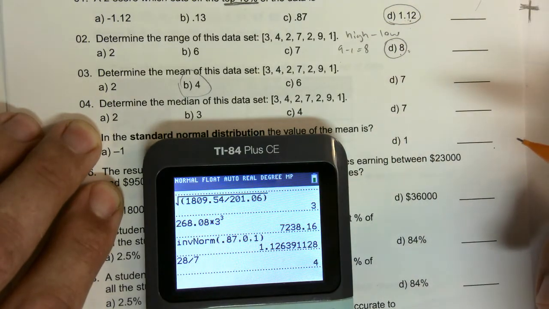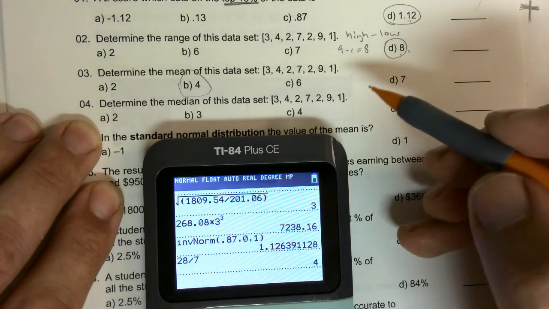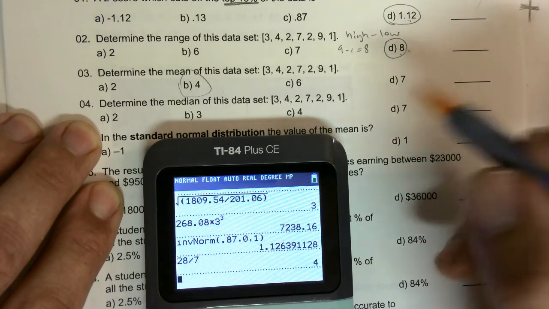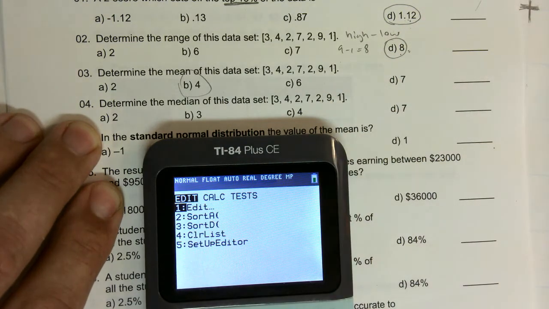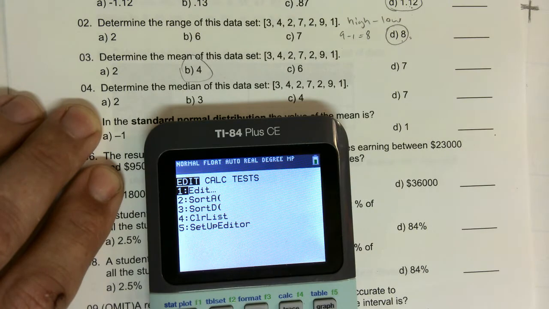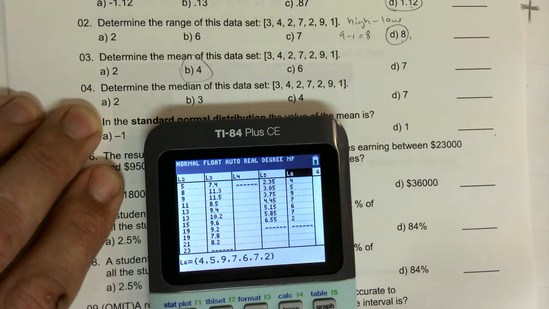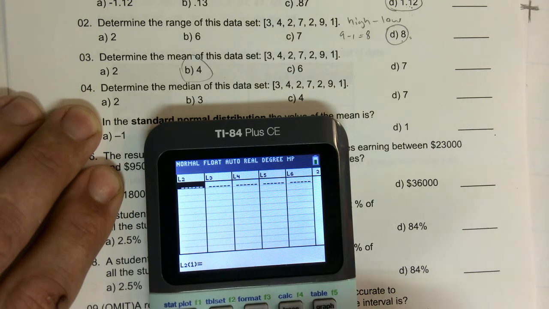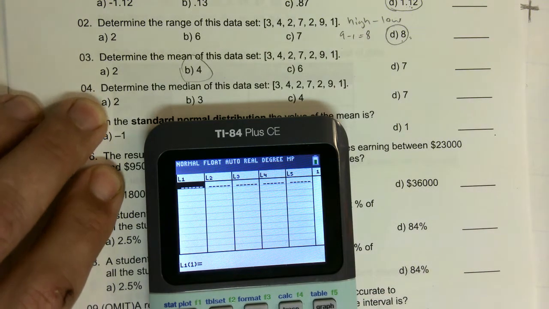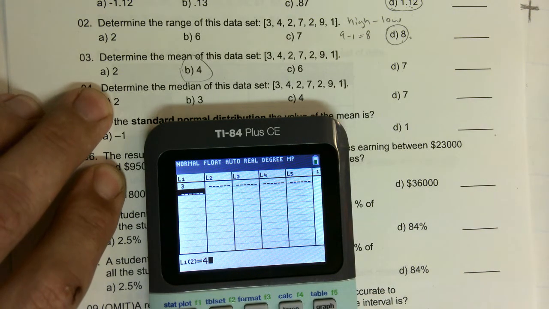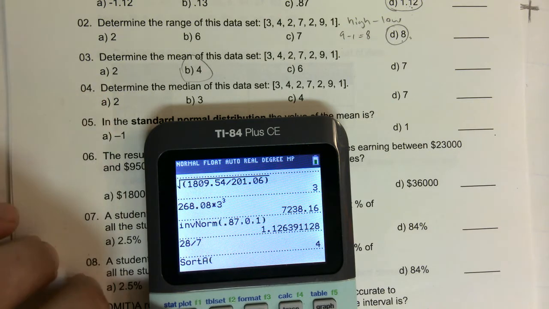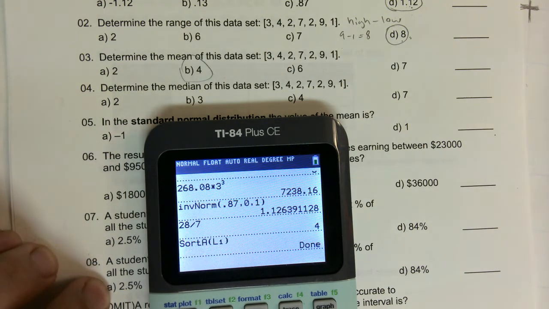Determine the median. Median is the middle value of an arranged set of values. So here again, you can just type that in. Why don't I do that to remind you how to do it? Stat, right? Edit. Whoa, I have a whole bunch of stuff there from the previous test. So I'm just going to clear all of that. There. So it's 3, 4, 2, 7, 2, 9, 1. I go stat, sort A. I want to sort L1.